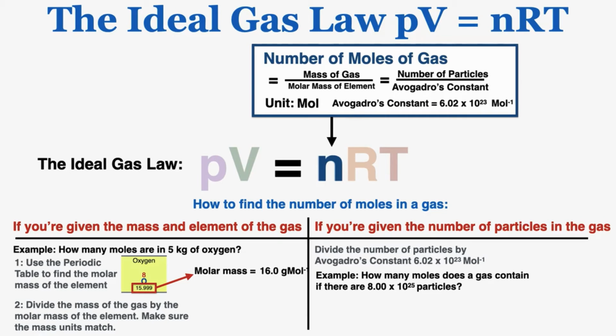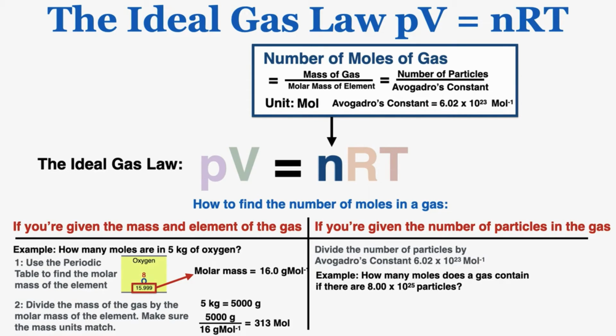The second step is to divide the mass of the gas by the molar mass of the element and to make sure that the mass units match. Because this is 5 kilograms of oxygen, I'm going to convert that to grams just so it matches up with the grams in the molar mass. So that's equal to 5,000 grams. I divide the mass of the gas by the molar mass of the element, and when I do that, I find that 5 kilograms of oxygen contain 313 moles of oxygen.